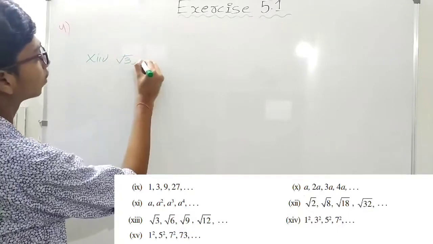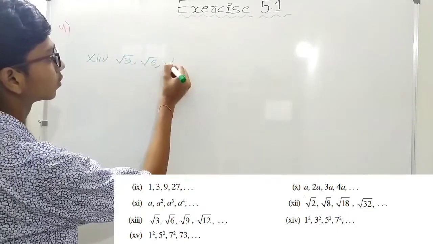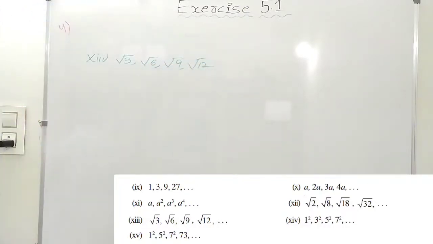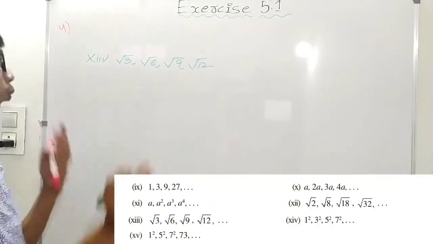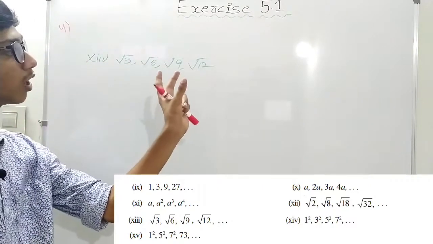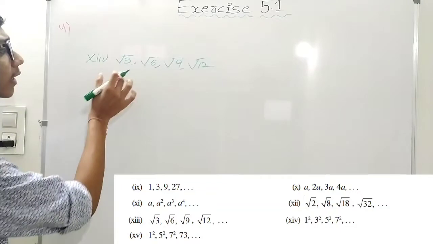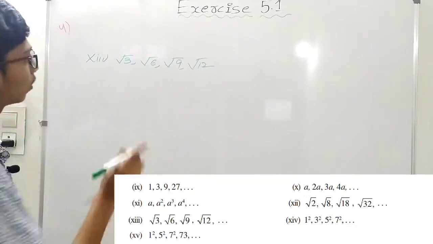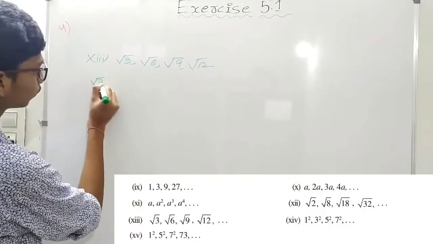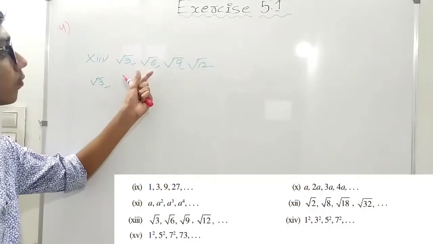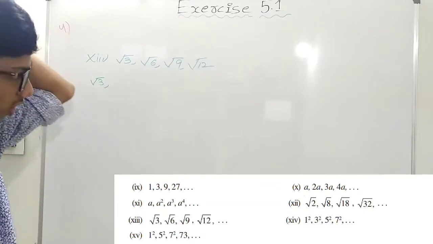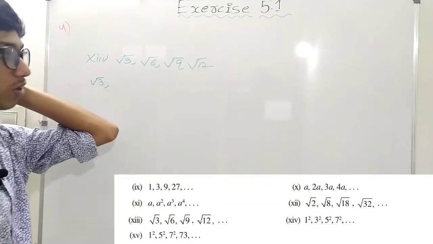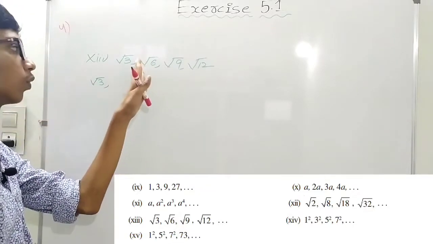Root 3, root 6, root 9, root 12. Can we do any modification in root 3? No, so just write it as root 3. Root 6, we also can't do anything. It cannot be a multiple of any perfect square root, that is, 1 itself, so root 6.